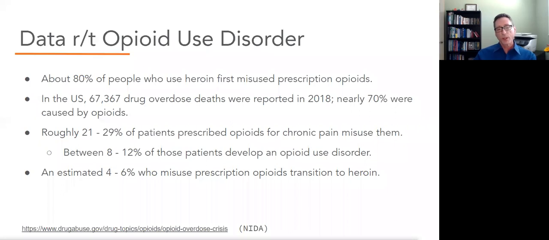And this is one of the data points I found really interesting: about 80% of people who use heroin first misused opioid prescriptions. 80% I thought was staggering. So as a provider, prescribing opioids for acute pain, I'm part of the problem. So it's really interesting that we got the start from that. In the US, about 67,000 drug overdose deaths were reported in 2018. Nearly 70% were caused by opioids. So it's a huge problem, which we can make a significant impact on with what we're doing.